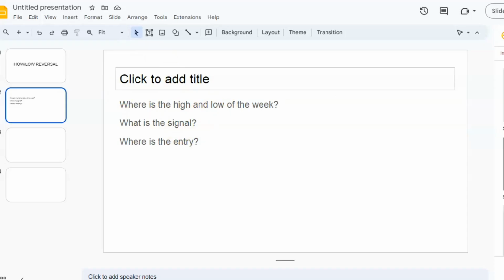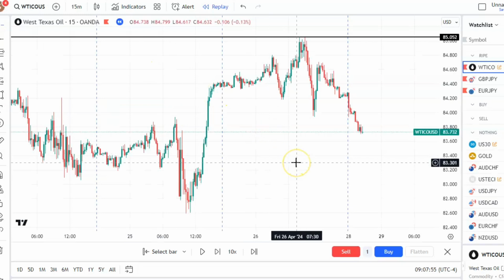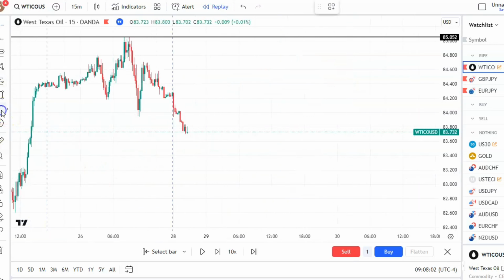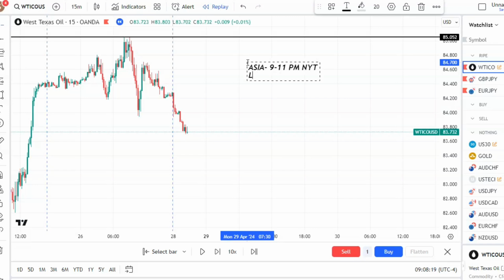So what is the signal? Now, before we answer the signal, we need to know the time we are looking for our signal. And in this case, we only need 2 hours for every session. For Asia, we need to look at time from 9 to 11 p.m. New York time. And then for London, it's 3 to 5 a.m. New York time. So yes, 3 to 5 a.m. New York time. And then for New York, it's 9 to 11 a.m. New York time.